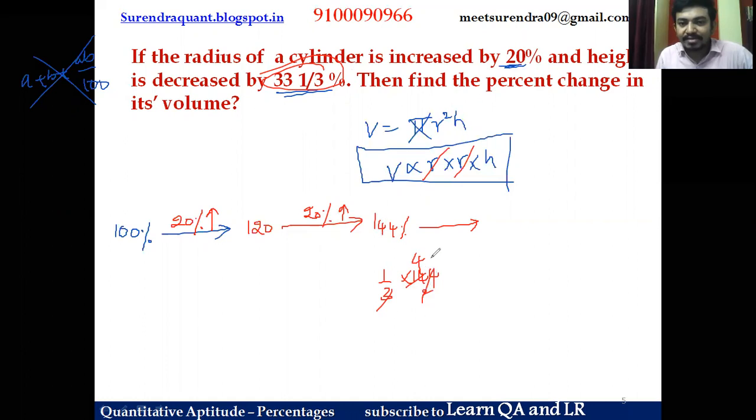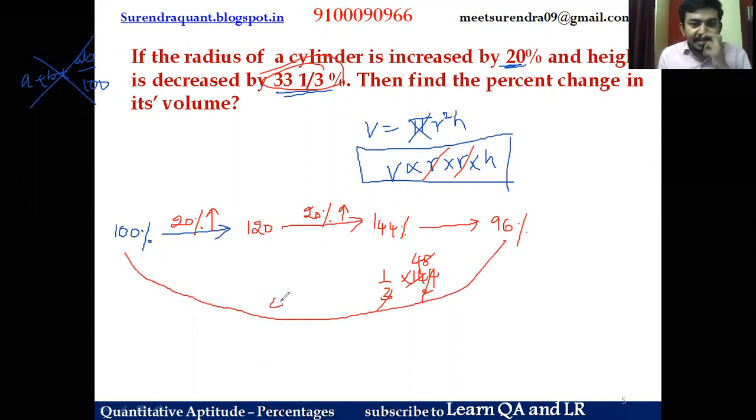2 remainder. 3 8s are 24. So 1/3 of 144 is 48, which decreases. So from 144, if 48 decreases, this becomes 96%, right? So what is the net change? The net change is a 4% decrease.